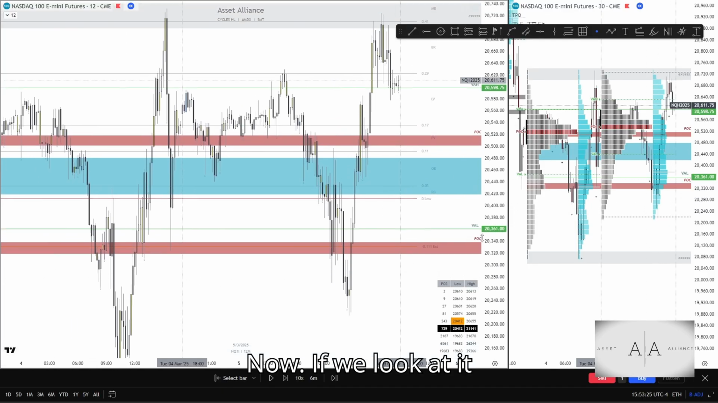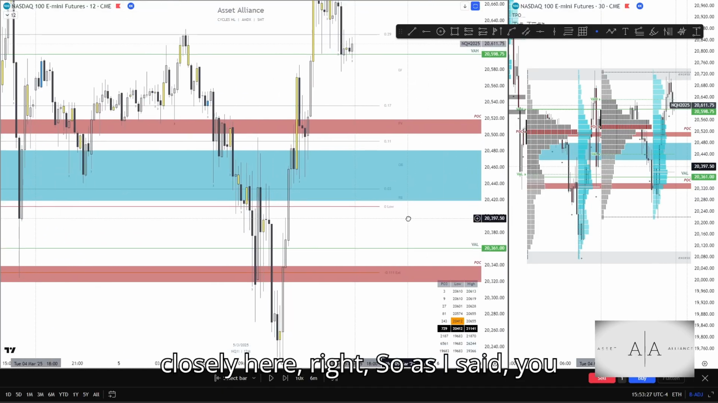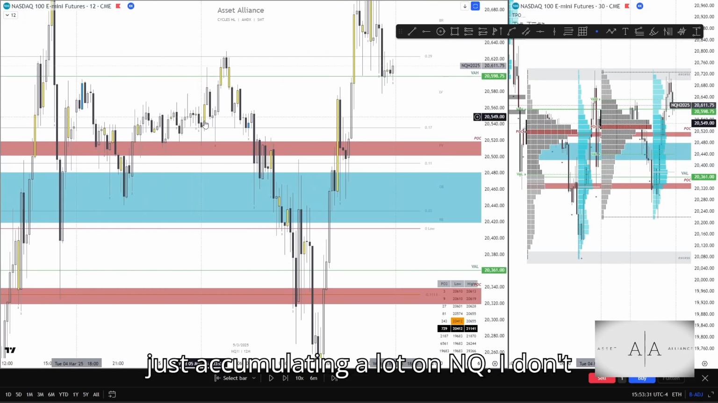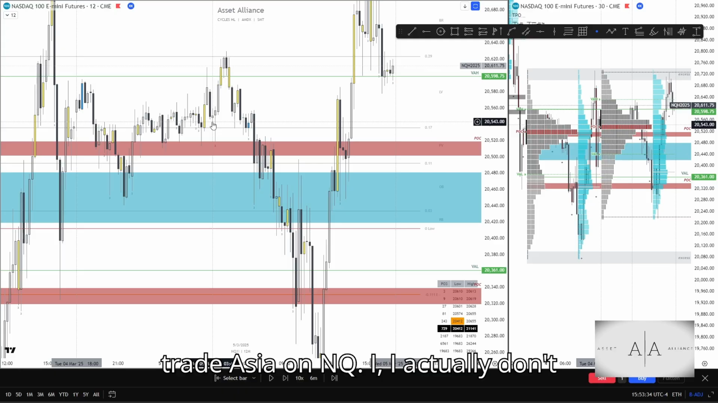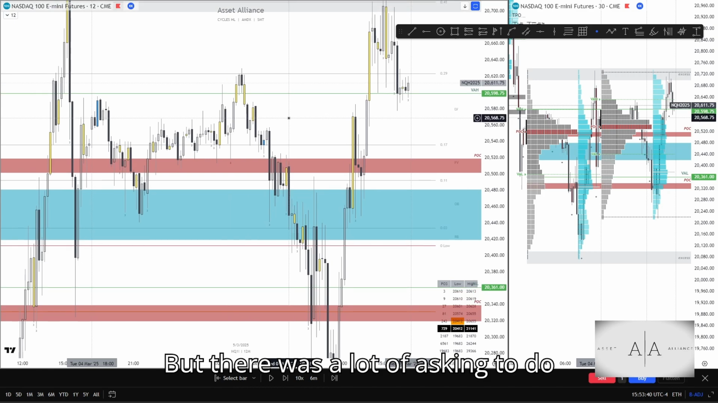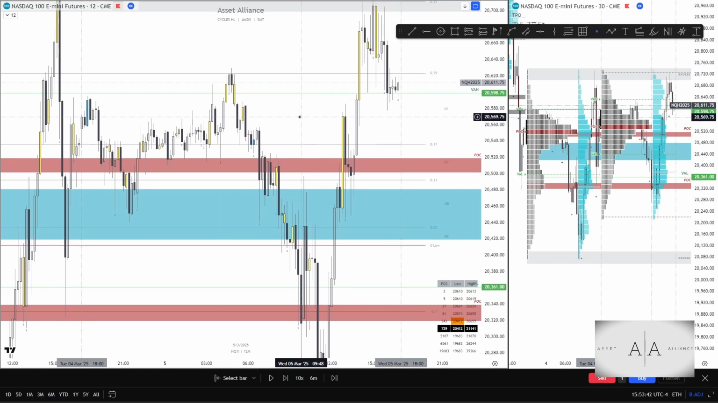Now, if we look at it closely here, right? So as I said, you don't really want to trade Asia. It's just accumulating a lot on NQ. I don't trade Asia on NQ. I actually don't even trade NQ. I just trade gold. But there was a lot of asking to do a trade in there.